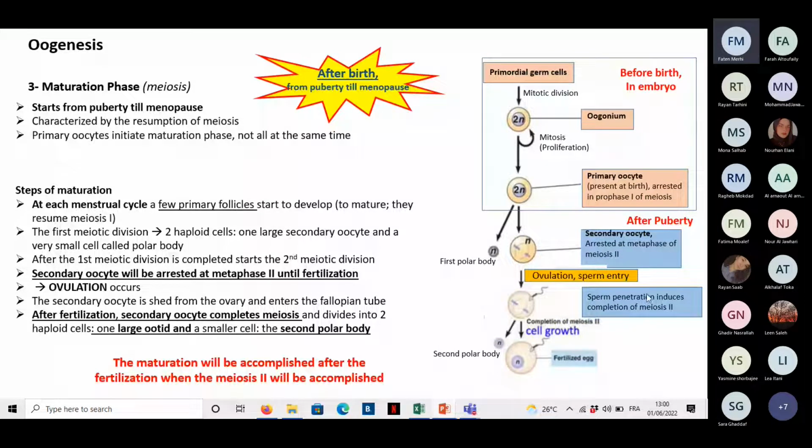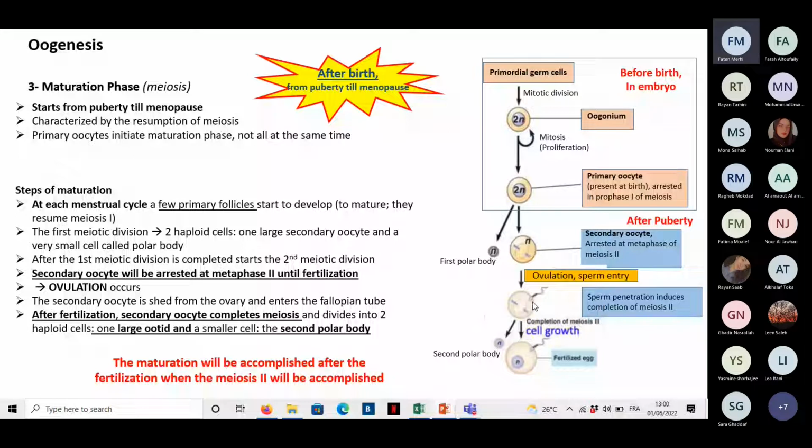So after ovulation, if this oocyte does not get fertilized, the cell will remain blocked at metaphase 2 until it dies. Okay, so the meiosis in the oocytes will only be achieved if there is fertilization. If there is no fertilization, the meiosis will not be achieved.